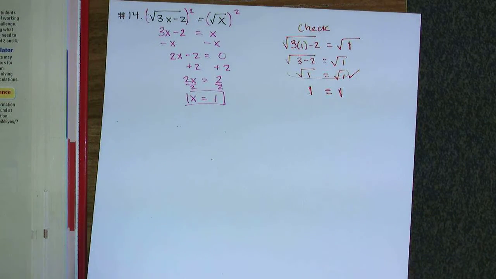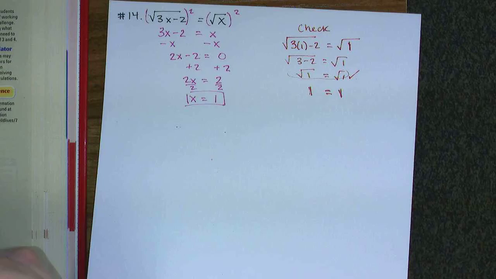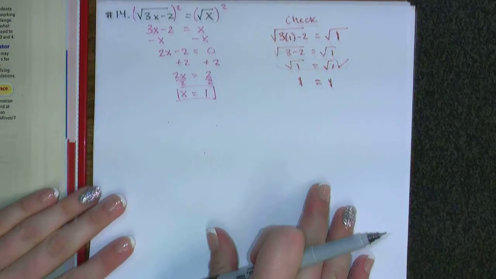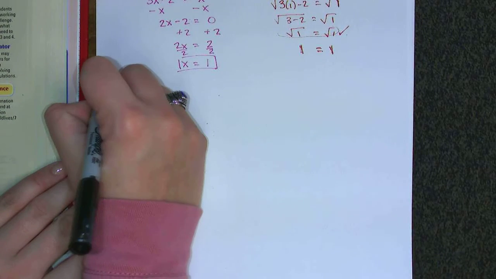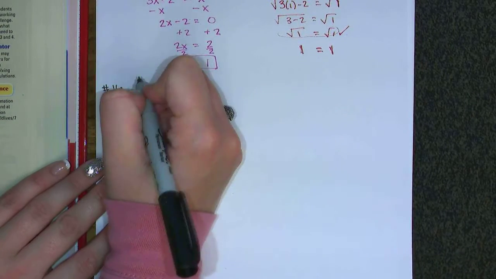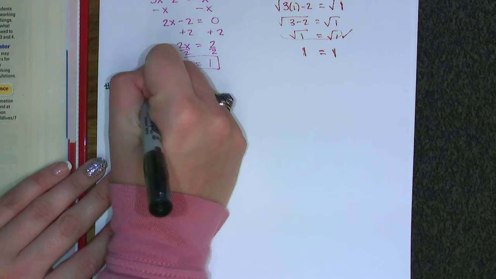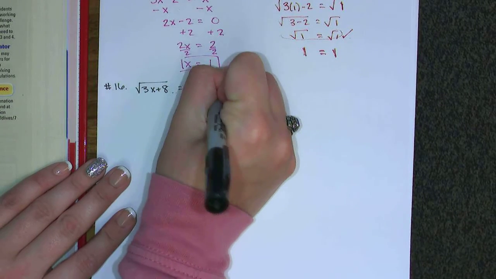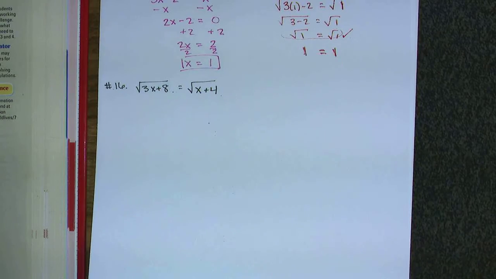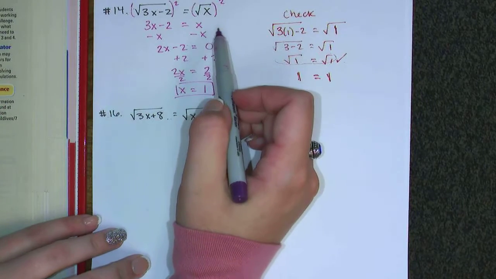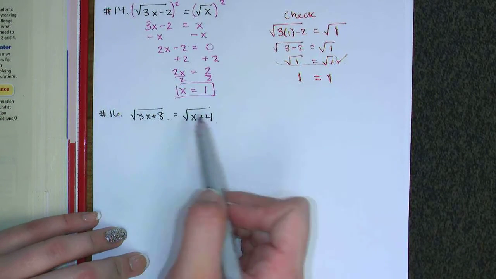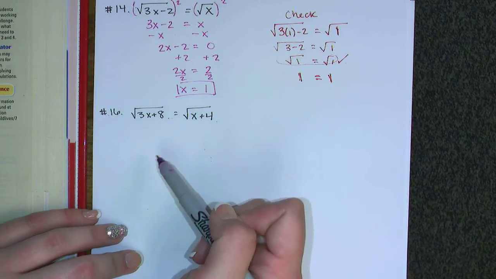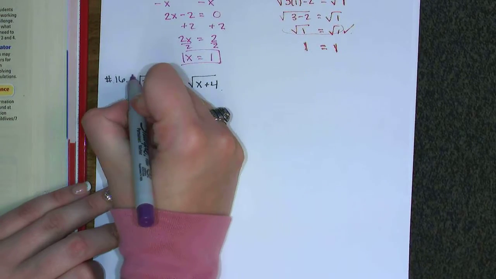Let's look at 16 and then we'll look at 18, and we'll be done. 16 is the square root of 3x plus 8 is equal to the square root of x plus 4. So, just like this one up here, we have a square root on both sides. I have an x in both, so I have to square both sides.